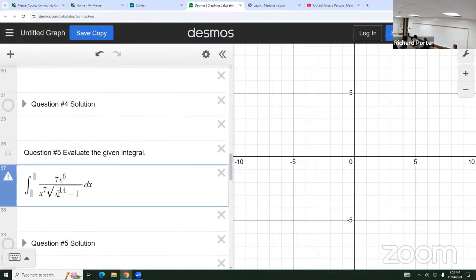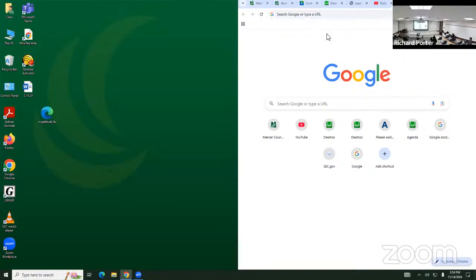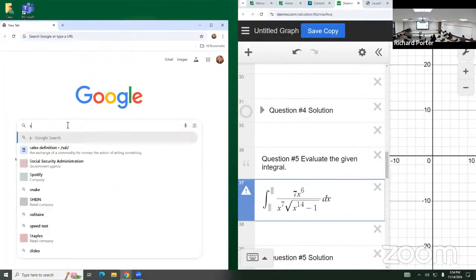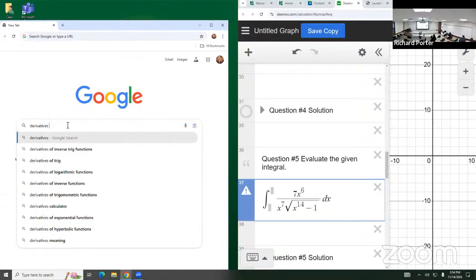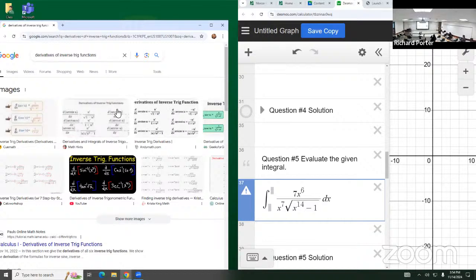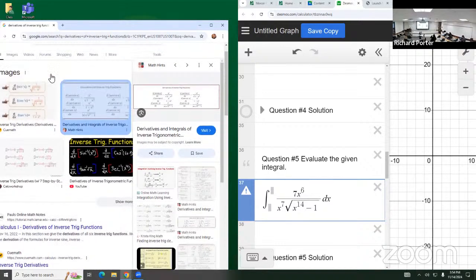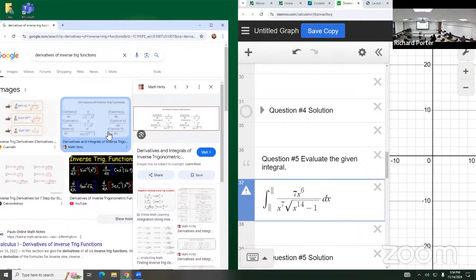Okay, this one's a little different. This one's one of those antiderivatives. This is one of those inverse somethings. So I'd have to look it up. So let's just pretend we're doing this on our own and I don't know what it is. So I'll do it this way. So let's say derivatives of inverse trig functions. Okay. So when I look at this, they're all kind of small. Let me find a big one. I think this.